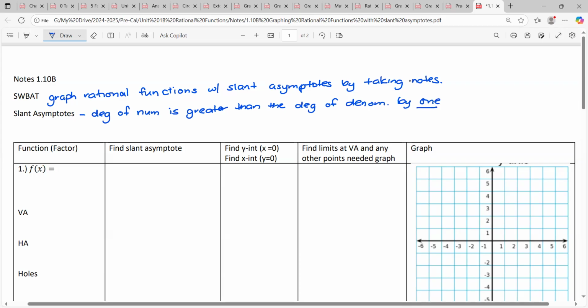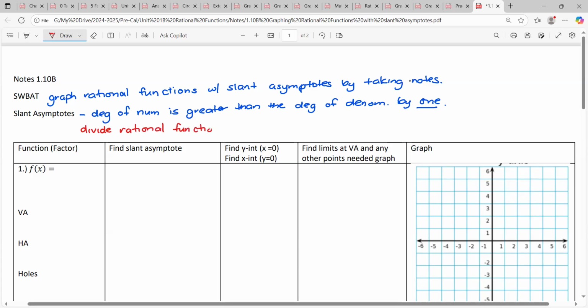Okay. So there's 2 ways to get the slant asymptote. Well, you do one thing, but there's 2 ways to get there. So you need to actually divide the rational functions. So you don't have a fraction over a fraction, like a polynomial over a polynomial. You actually got to divide it.